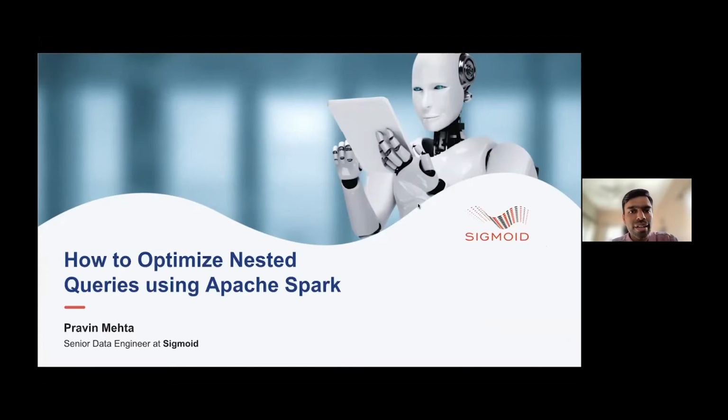As you're aware, the topic of discussion today is optimizing nested queries using Apache Spark. We have with us Pravin, who's a Senior Data Engineer at Sigmoid. Pravin is very passionate about solving data problems using Apache Spark and big data technologies. He has been working with some large global businesses in solving their challenges in handling huge volumes of data to derive actionable insights. He will be running the session today.